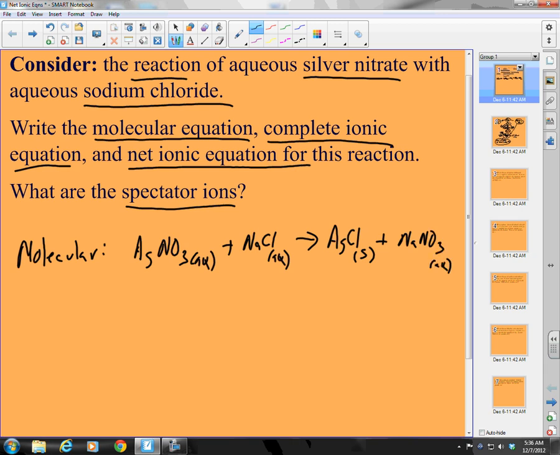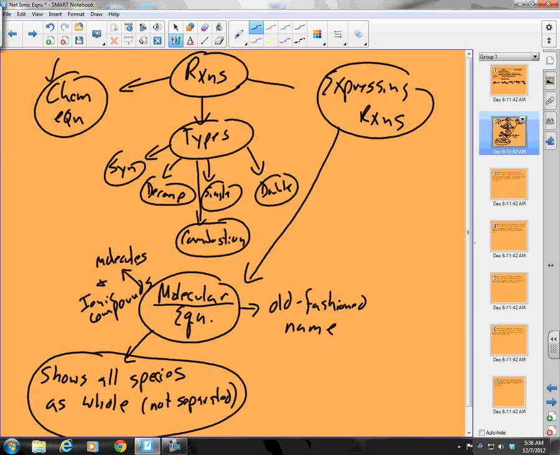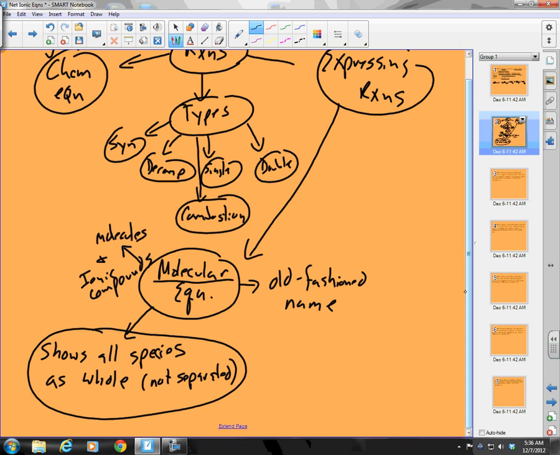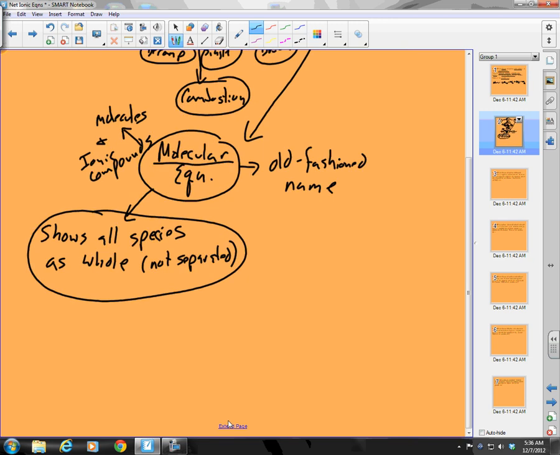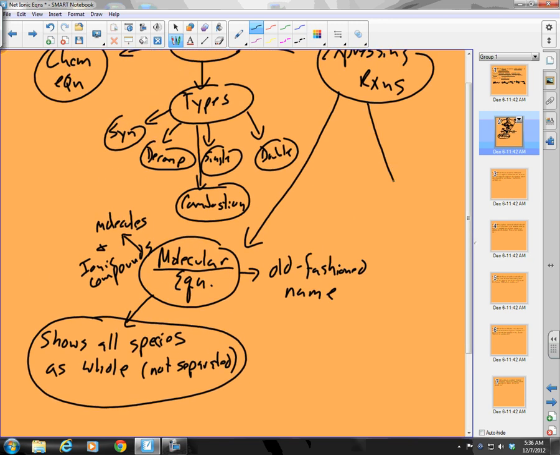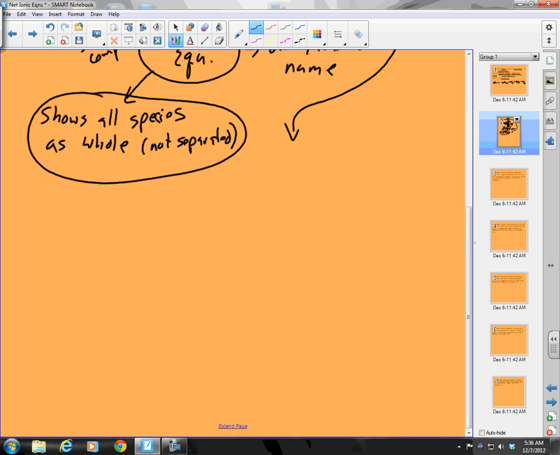What we've been drawing all along so far have been molecular equations. Everything is written as a compound and not separated. Good. Next, complete ionic. Okay, so we have the molecular. We're going to come out of here and go to the complete ionic. Now, how is that different, or what are we going to do here?